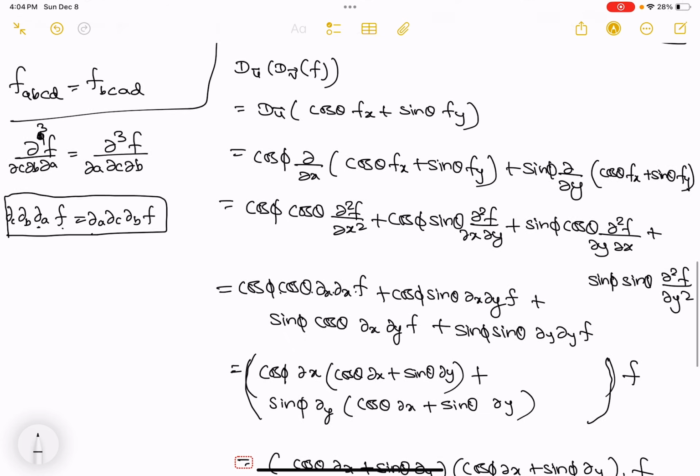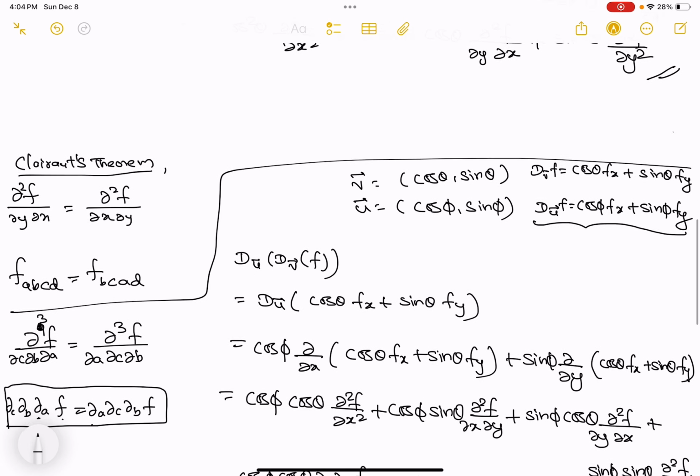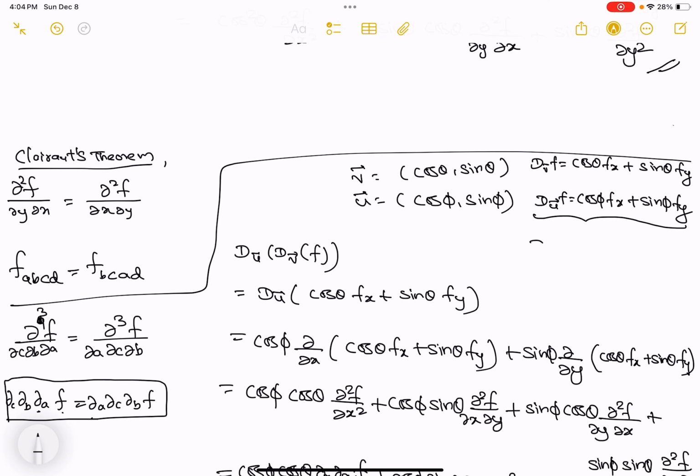The reason they are familiar is that, with that notation, I can write the directional derivative of f with respect to b as cos theta partial x plus sine theta partial y operator times f. Similarly, if I remove the f, I can define the operator in terms of other operators. So I can define the directional derivative operator in terms of partial x and partial y, and similarly define this other operator as cos phi partial x plus sine phi partial y.